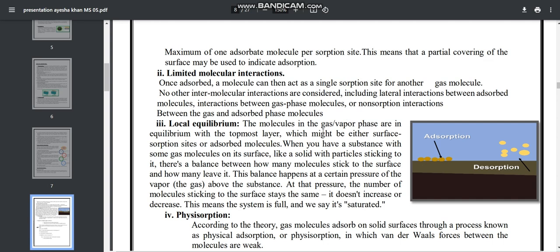The third one is local equilibrium. The amount of gas adsorbed to the surface of adsorbent is equal to the amount of gas desorbed from the surface of adsorbent. It means adsorption and desorption are occurring side by side. There is equilibrium between these two processes.